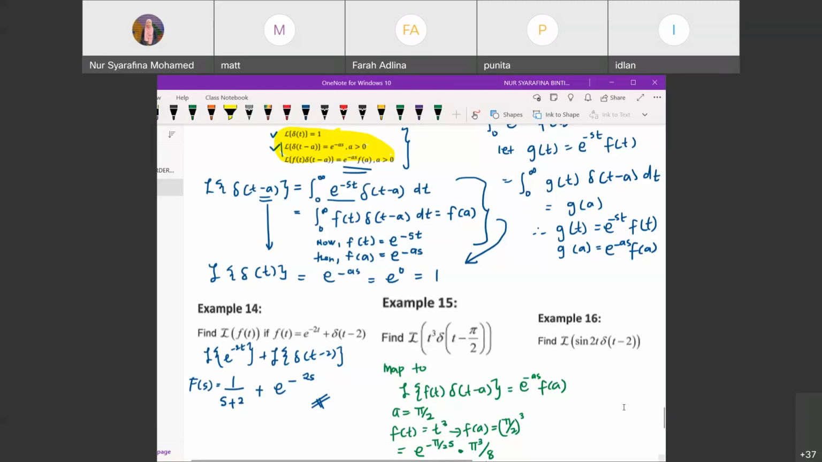All right, try example 16. The same mapping. We have sine 2t and we have δ(t minus a). This is your f(t). This is your δ(t minus a). Identify your a and your f(a). This is very easy.